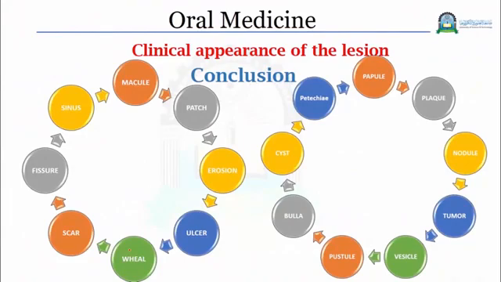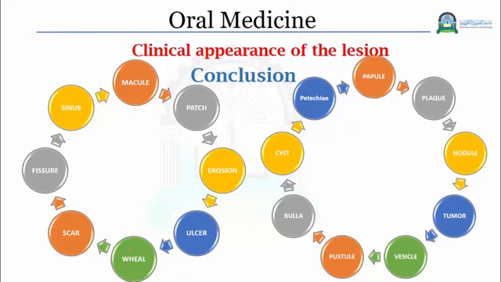At the end of these lectures, we conclude that we have been talking about the clinical presentation, or the clinical appearance, of the lesion. It is very important to know how to describe your finding and write it correctly in your patient's case sheet. According to the clinical description or appearance of the lesion, you will make the differential diagnosis and move correctly to the definite diagnosis.